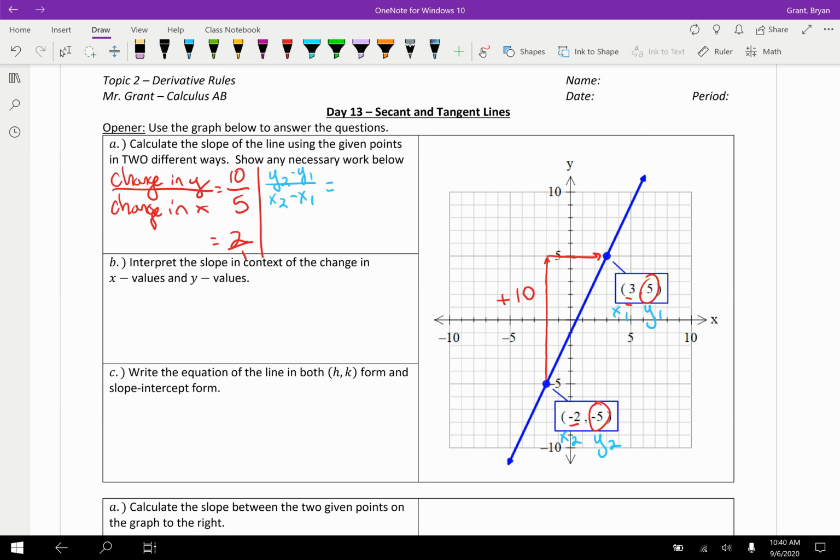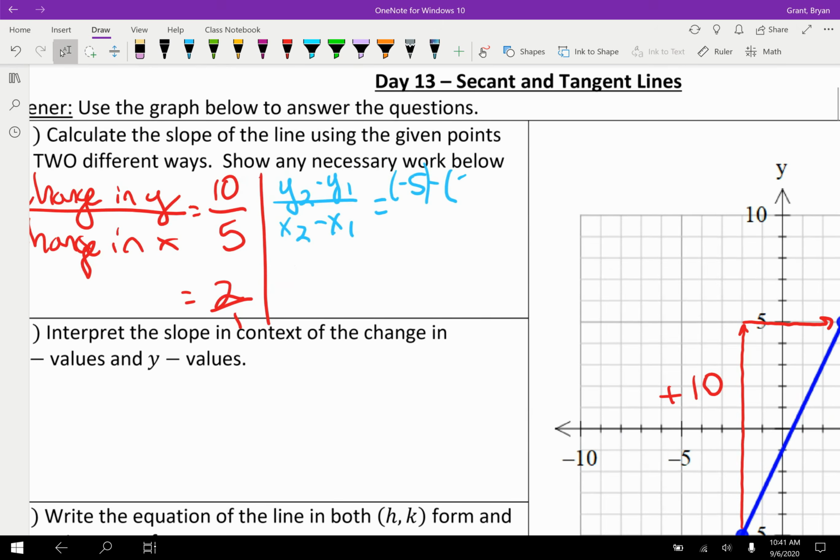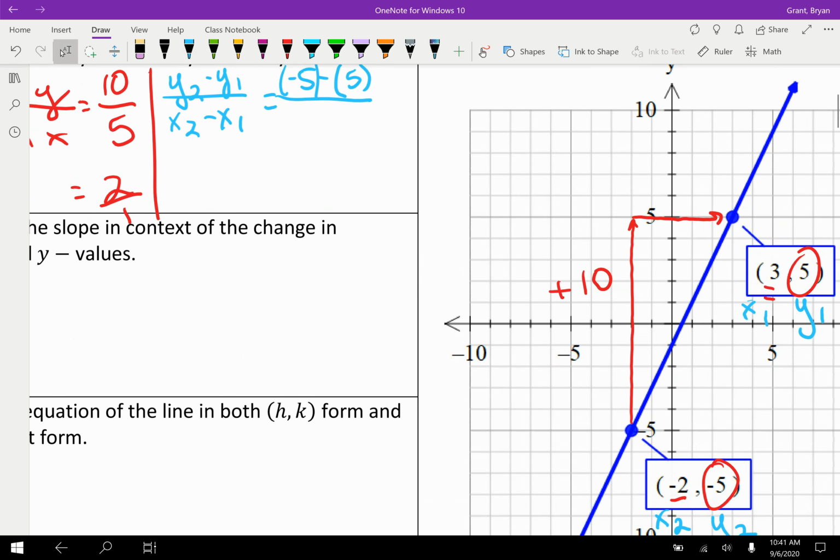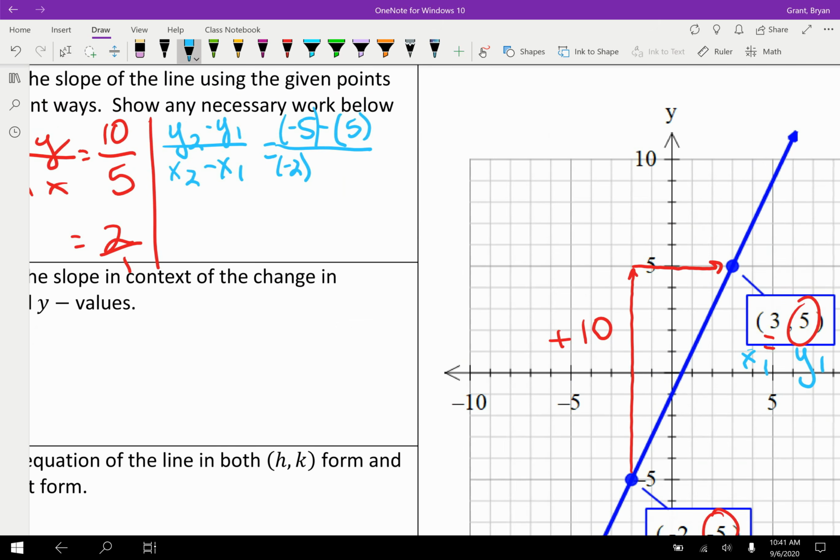So, y sub 2 is -5, being careful with those parentheses here. Y sub 1 is going to be positive 5, divided by, and we have our x sub 2, which is negative 2, minus our x sub 1, which is 3. And if we do the math, we're going to end up with negative 10 divided by negative 5. And you're like, whoa, it's backwards, but of course 2 negatives divide out to make a positive.